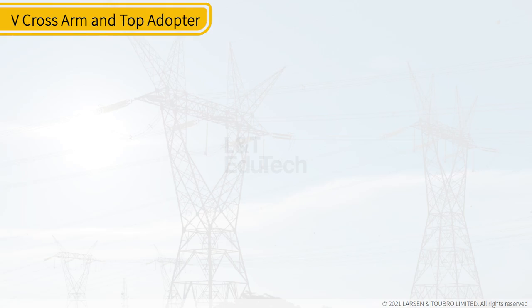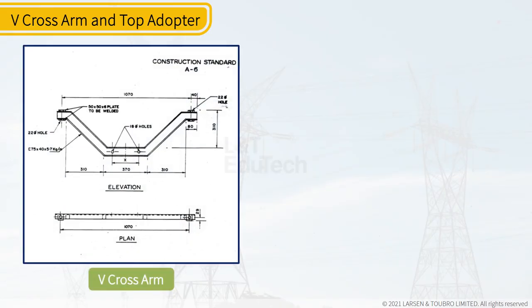Most of the structures used in distribution systems are standardized. Rural Electrification Corporation Limited has provided standard drawing for each structure to be used. The drawing shown, V cross arm, is for 11 kV system simple suspension pole structure. Indian Standard Mild Channel ISMC 75 by 40 is used. The elevation and plan are shown.